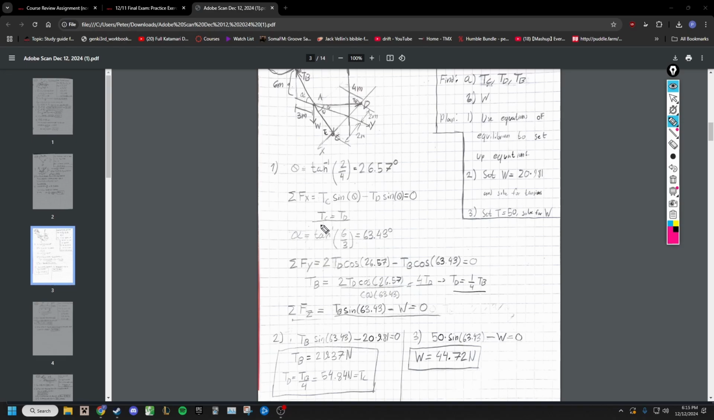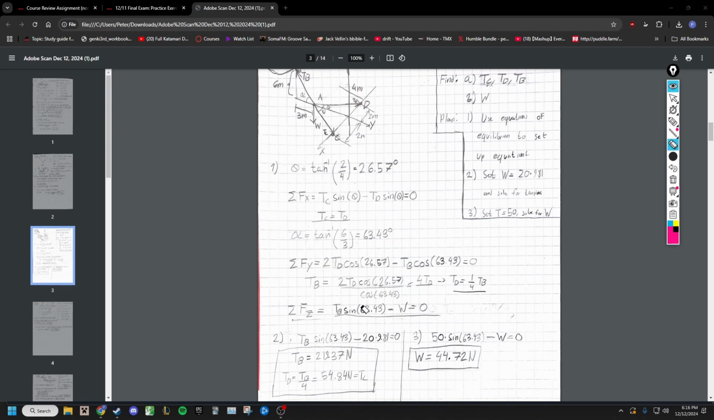And then from there, we find the angle that TB makes with the z-axis, or from the y-axis but vertically, and that would equal 63.43, or the inverse tangent of 6 meters over 3 meters. And then summing the forces in the y dimension, we find that TB equals 4TD, or that TD equals TB divided by 4. And this relation here is especially important for later in the question.